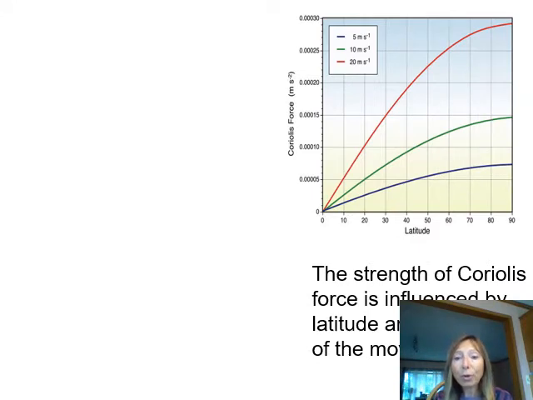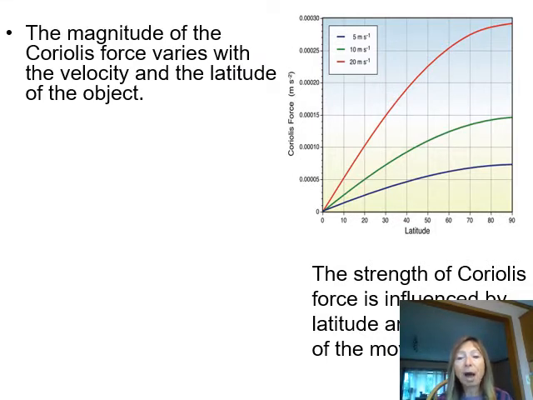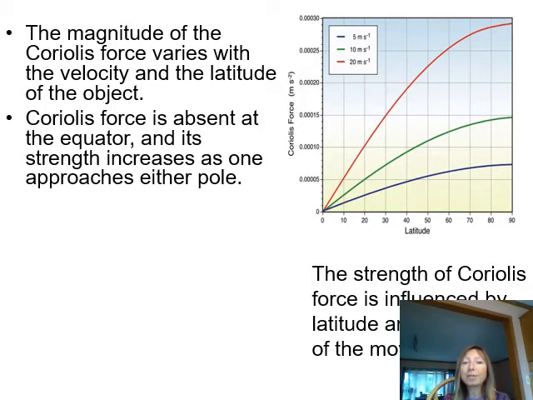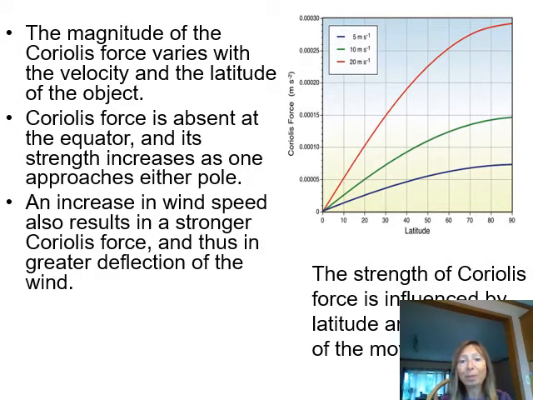The strength of the Coriolis effect and the way how it influences the wind at different latitudes depends on how far away we are from the equator. The magnitude of the Coriolis force varies with the velocity and with the latitude of the object. So the Coriolis force is absent at the equator, and its strength is increasing as we are moving to the North Pole and the South Pole in both hemispheres.